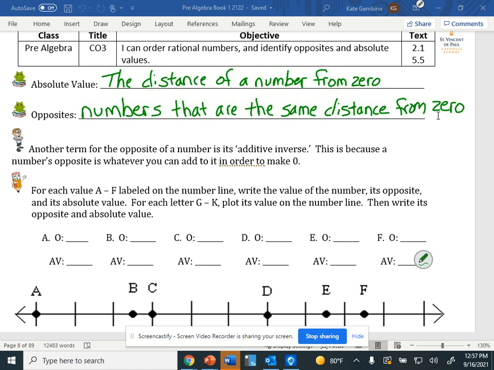Another term for the opposite of a number is its additive inverse. This is because a number's opposite is whatever you can add to it in order to make zero. So whenever you add the opposites together, you get 0 for an answer. -5 plus 5 is going to equal 0. So that's why we call it its additive inverse.